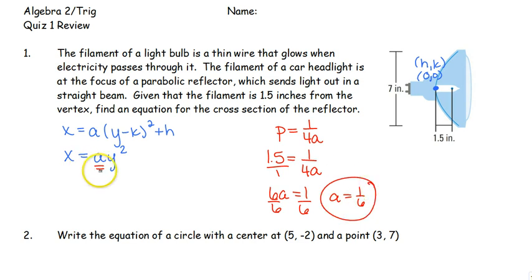So all we have to do is plug that in there. So the equation of our cross section is x equals 1/6 y squared. So when you have these filament problems, you're using p, the distance between the vertex and the focus, to solve for a to find your cross-section equation.